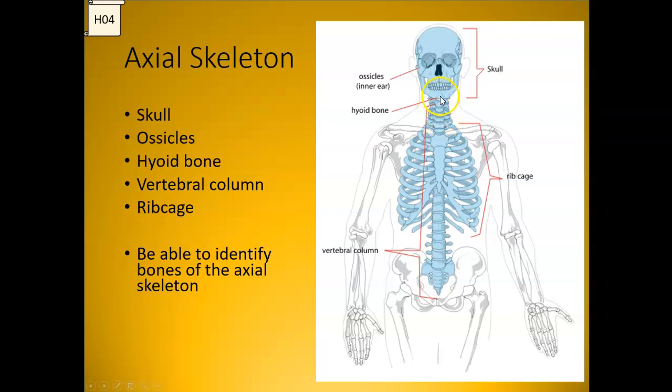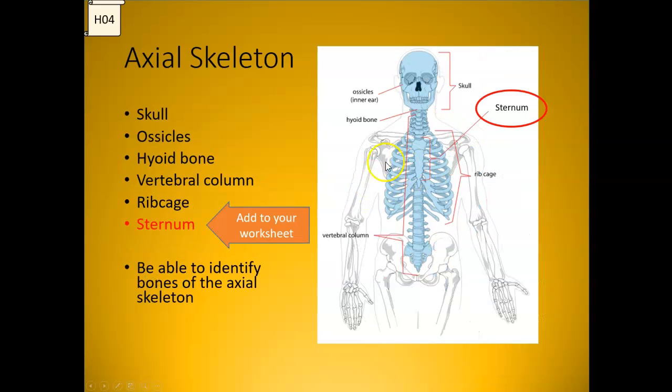Then we have our vertebra, which run from our neck all the way down to a little bit of a tailbone down there, just past our pelvis. And then we've got our ribs and our sternum on the top there. So I do want you to go ahead and add the sternum to your worksheet. I forgot to put that on there. It's also known as your breastbone, right in there.